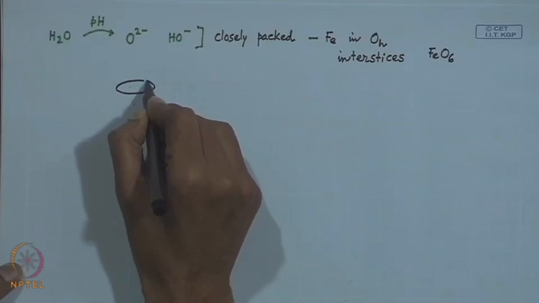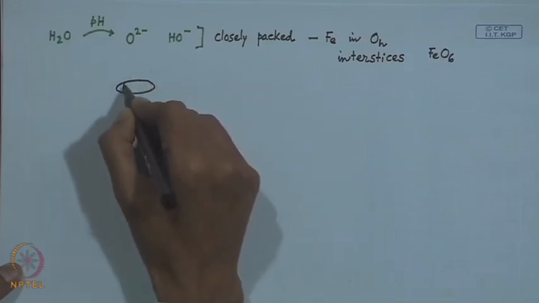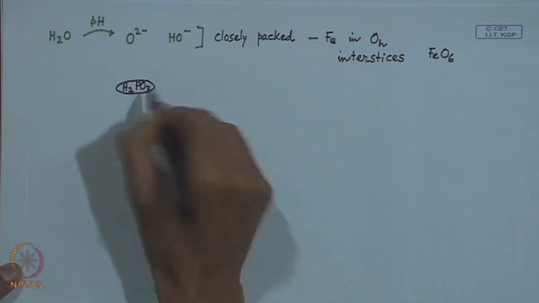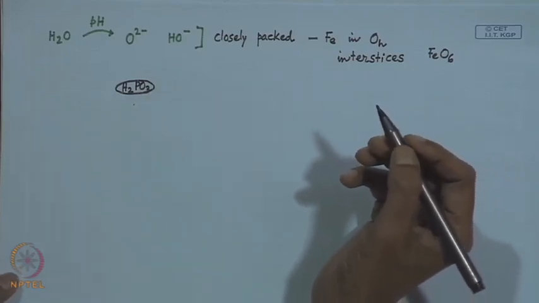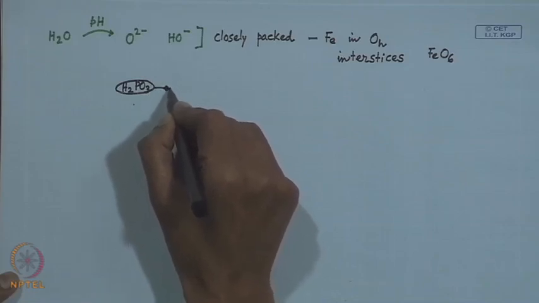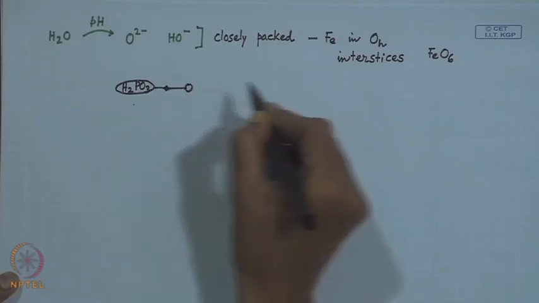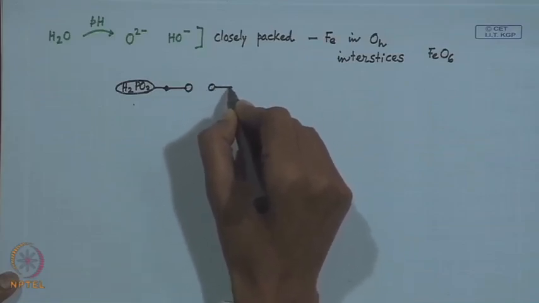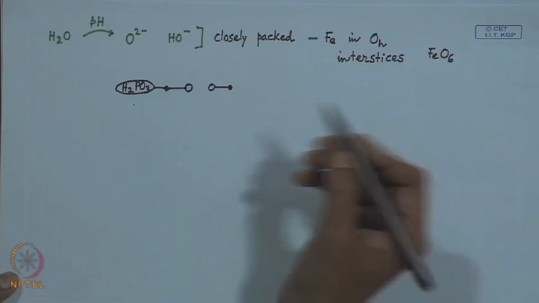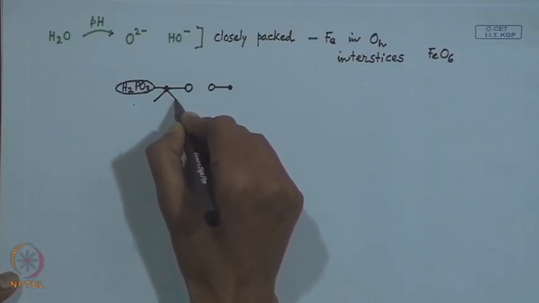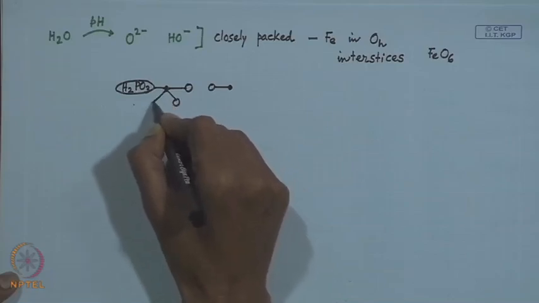So, what is the role of our H2PO3 units, which are basically attached to the iron center? These hollow spheres are oxides and hydroxides, and solid spheres are iron centers.